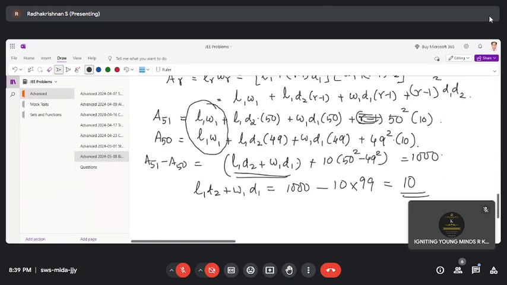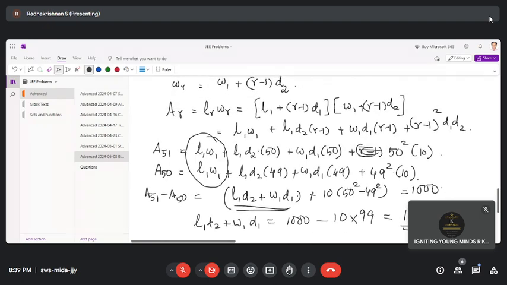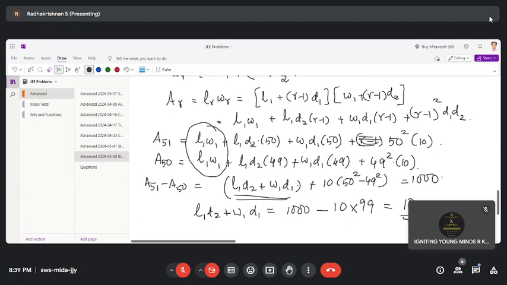So now once you know this value, you can calculate A100 minus A90. இதே மாதிரி போட வேண்டியதான். This is the only thing. L1 D2 plus W1 D1 தான் needed expression இருக்கும். That also, since you have got it from the given data. So now you substitute and find out what is A100 minus A90.